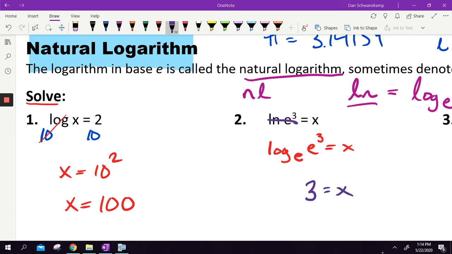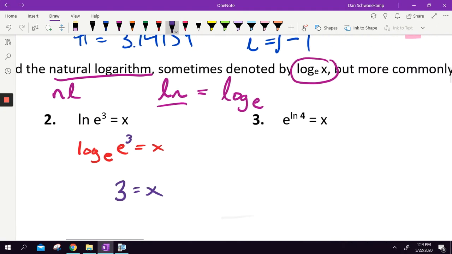If you wanted to say, I want to get rid of natural log, well, what would you do? You'd raise both sides to e. And then you'd have e to the third is equal to e to the x. Yep, x is equal to 3. So lots of different ways you could write that. Just know that they cancel.